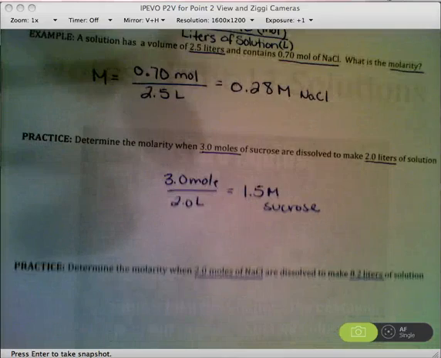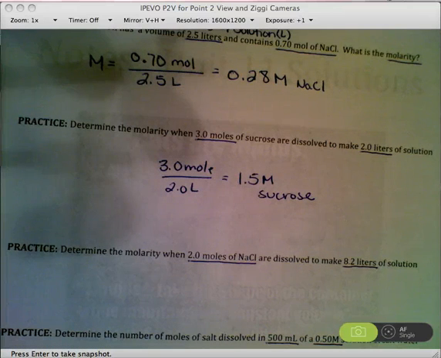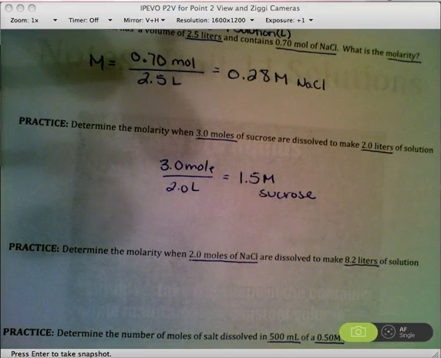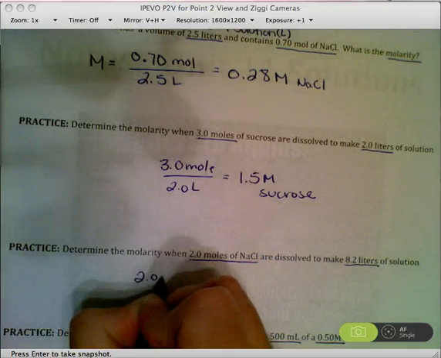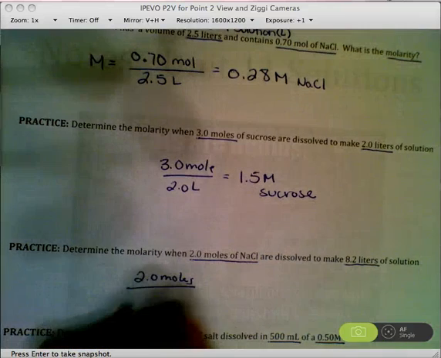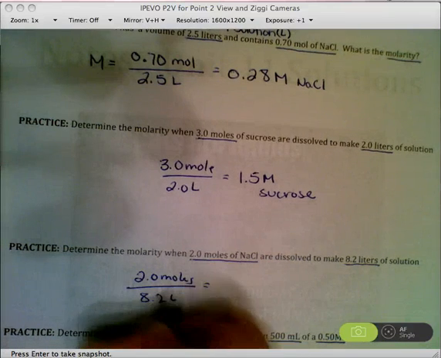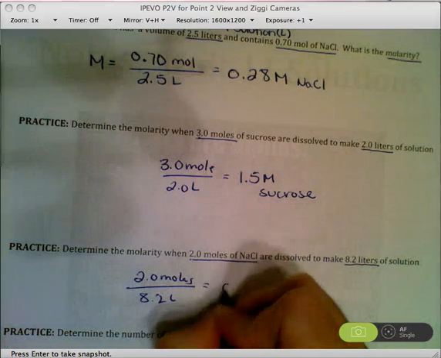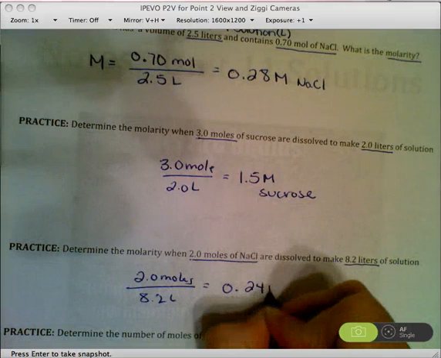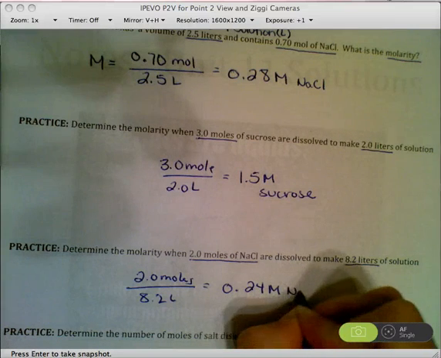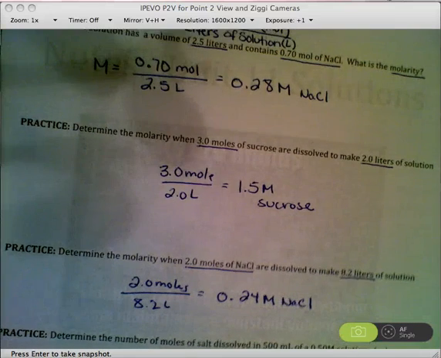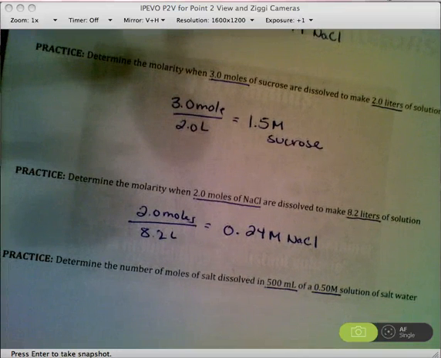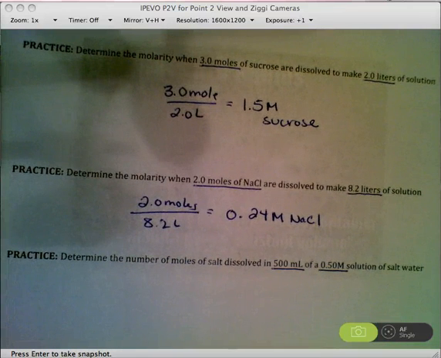All right, next one. Determine the molarity of 2 moles of sodium chloride dissolved in 8.2 liters of solution. So we take 2 moles divided by 8.2 liters, and 2 divided by 8.2, we get 0.24 molar solution of sodium chloride. All right, one more practice and then you're going to be on your own. So determine the number of moles of salt dissolved in 500 milliliters of a 0.5 molar solution.